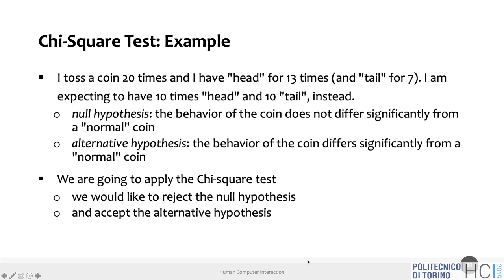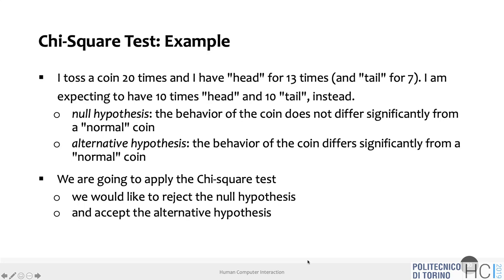So yesterday we stopped here. We stopped by speaking about the chi-square test and this simple example in which I toss a coin 20 times, and the result of this experiment of tossing a coin is that you have head for 13 times and obviously tail for 7, because the sum is 20. And this is what happened in my experiment.